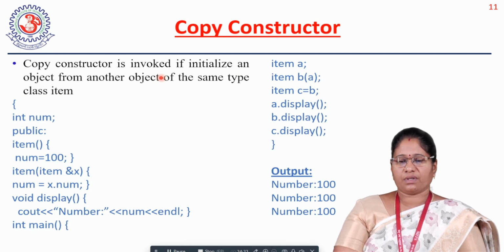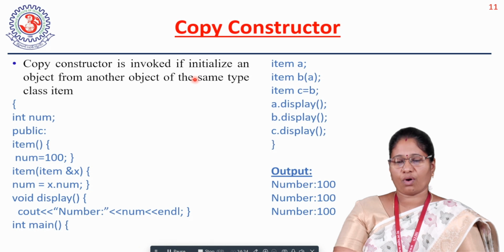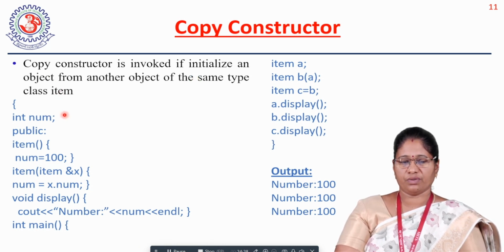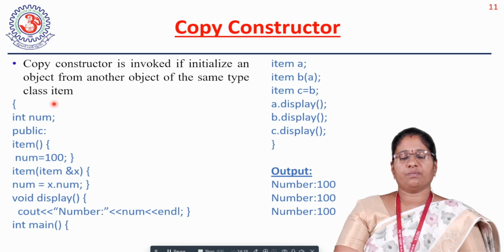So the same type should be there. So we have to copy from one object to another object. Okay, so that is why we are going to use this. The thing is, here we have to create a class called item. So the class name is to be item.